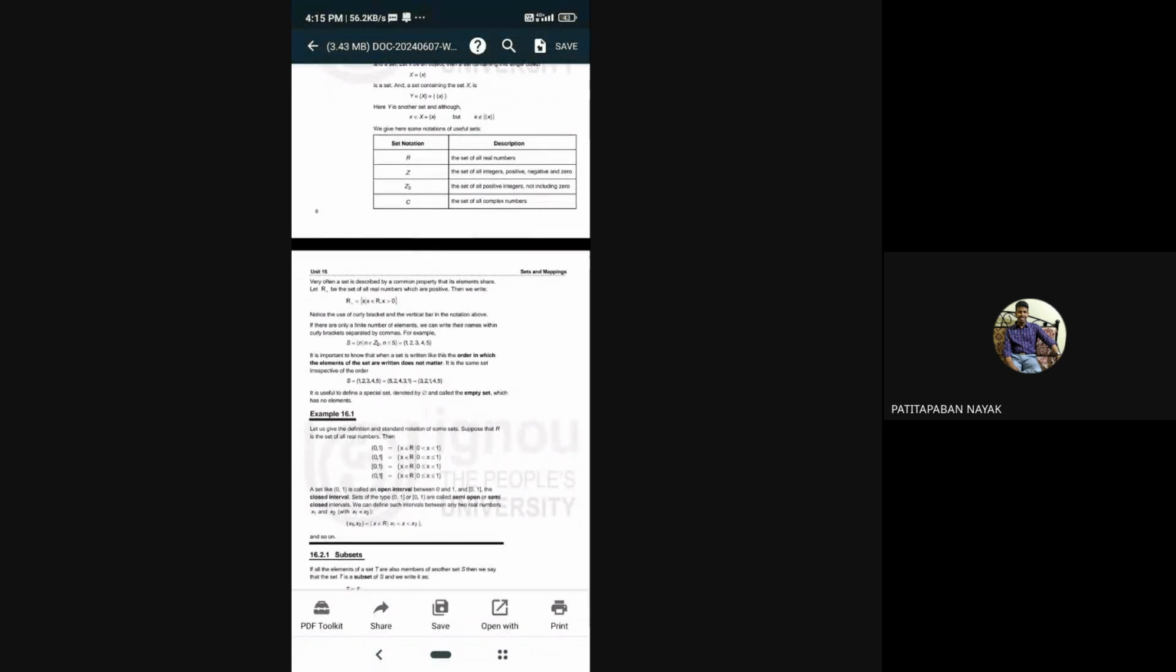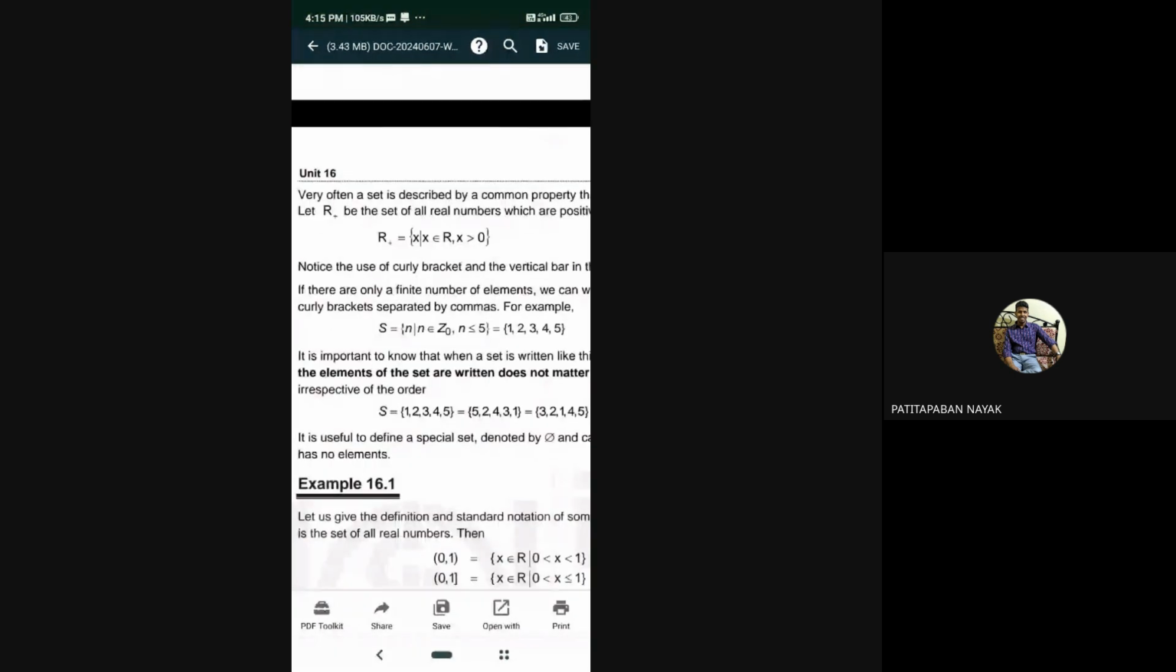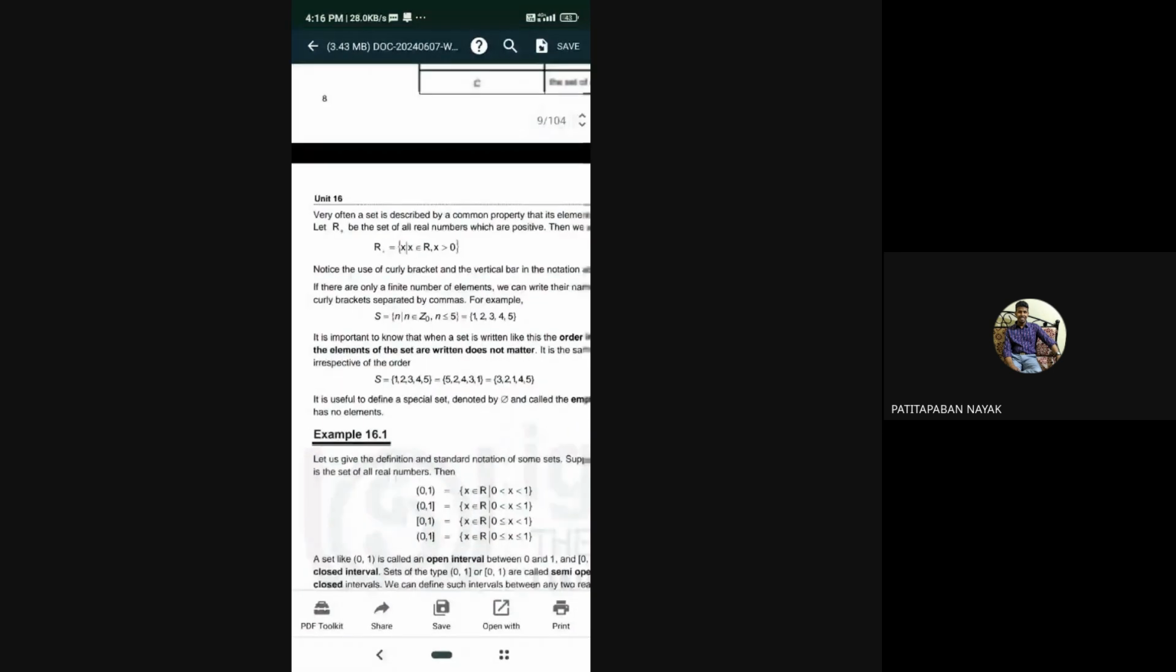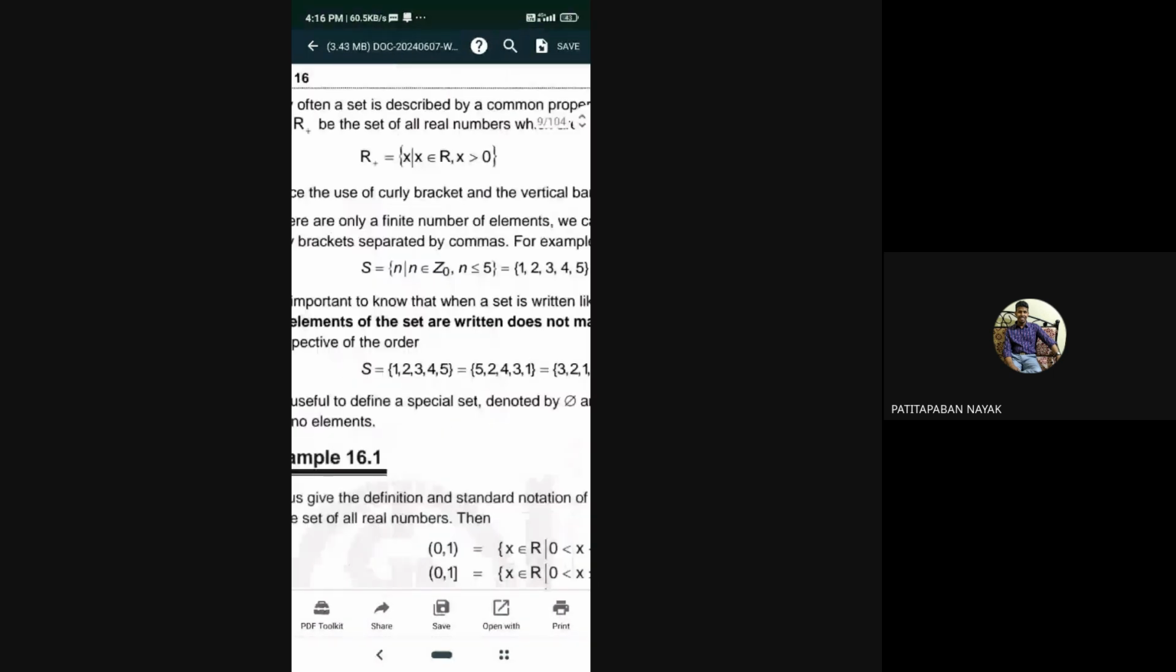Okay, fine. So C is the set of all complex numbers. Very often a set is described by a common property of its elements. Let capital R be the set of all real numbers which are positive. Then we can write R subscript plus equals curly bracket x, such that x belongs to R and x is greater than 0. Now the use of curly bracket and vertical bar in the notation is shown here. If there are only a finite number of elements, we can write their names within curly brackets separated by commas, for example, as shown on the screen.